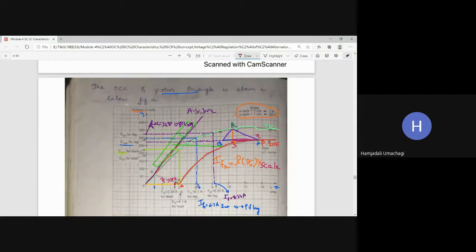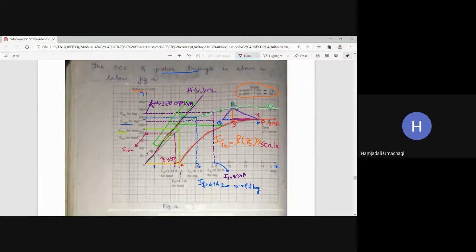Now after marking that point, take the vertical upward projection till it touches the OCC. And once it touches the OCC, from there you take the horizontal line till it touches the voltage y-axis. This is my EPH value. From the graph it is around 180 something, because here it is 150 and here it is 200, so around 180 you will be getting. Those who are using graph sheets should get the correct answer.